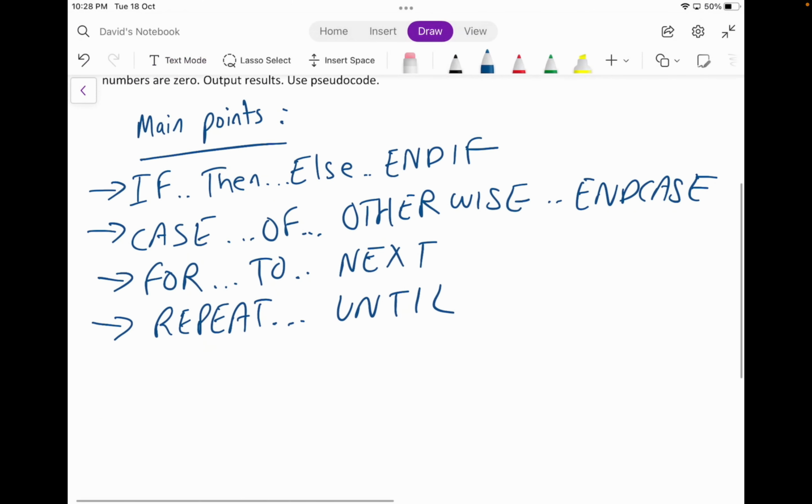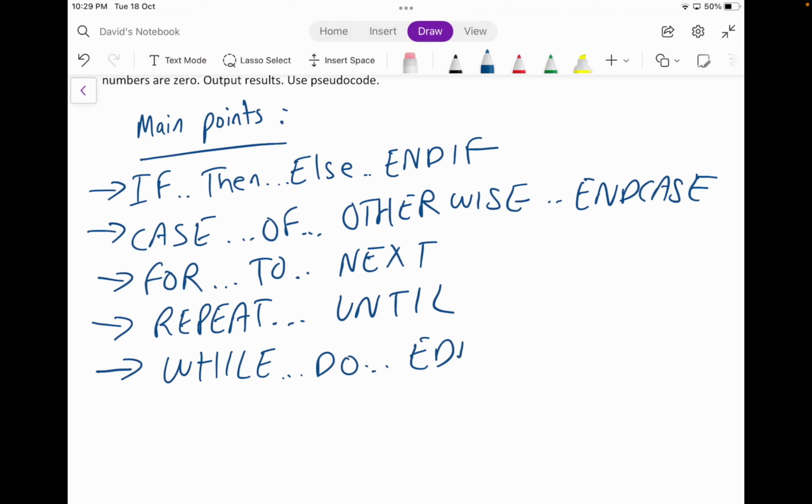Then we have to also know what WHILE and ENDWHILE is. So we have to write WHILE, DO, and ENDWHILE. Just going to mention that. So you guys have to remember these points as well. If you want to say something about input, just mention INPUT or OUTPUT itself.